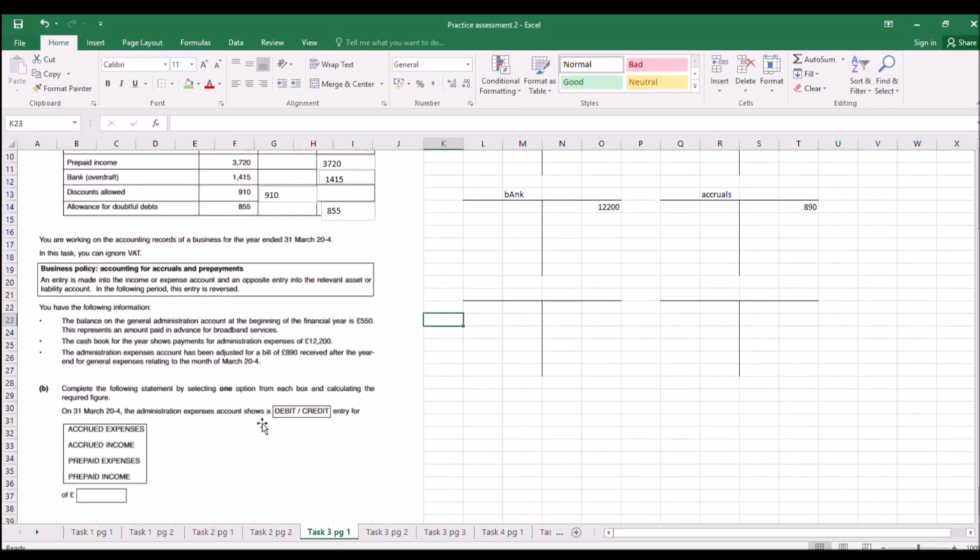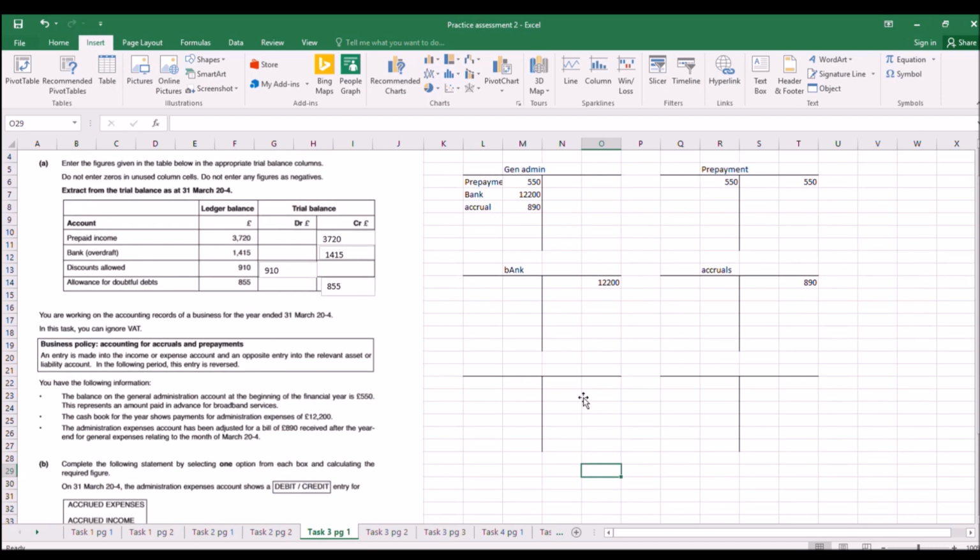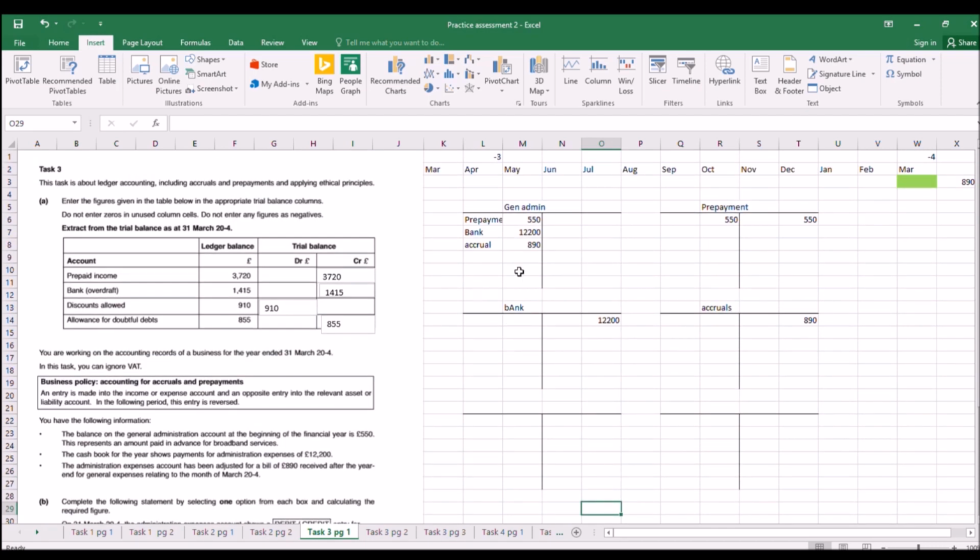Okay, complete the following statement by selecting one of the options from each account and calculating the required figure. On the 31st of March, the administration account shows a debit entry for accrued expenses of, what was it? It was 890, wasn't it? So a debit there of 890.